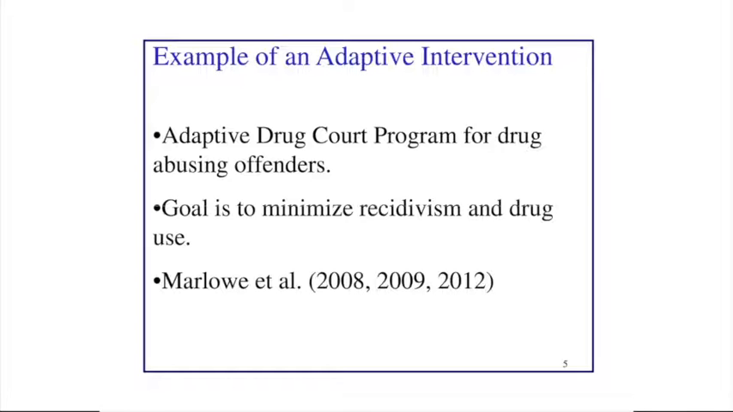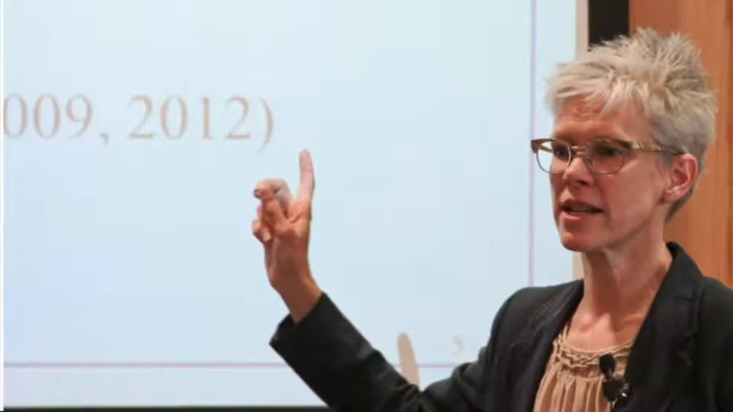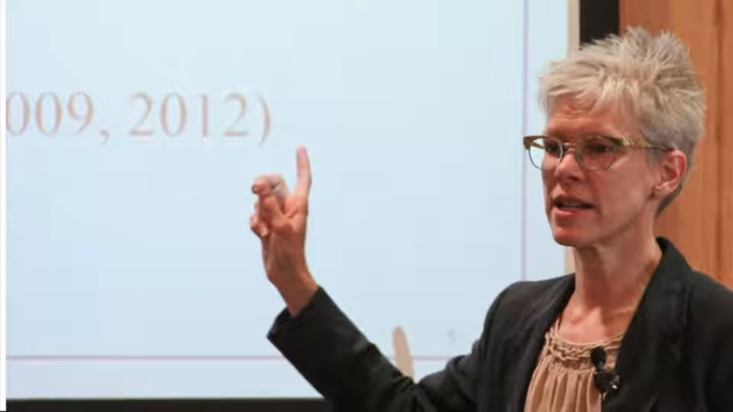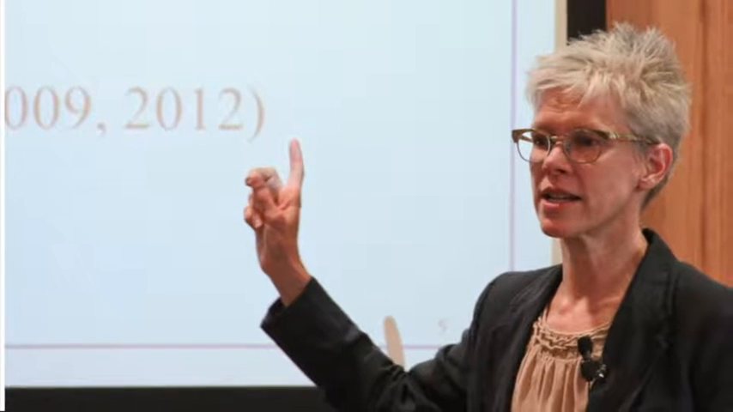Okay, so in this adaptive drug court program, the goal, of course, is to minimize recidivism and also reduce drug use. The way they operationalize it is by actually graduating from the drug court program. And there was a number of requirements each person had to achieve in order to graduate from the program.